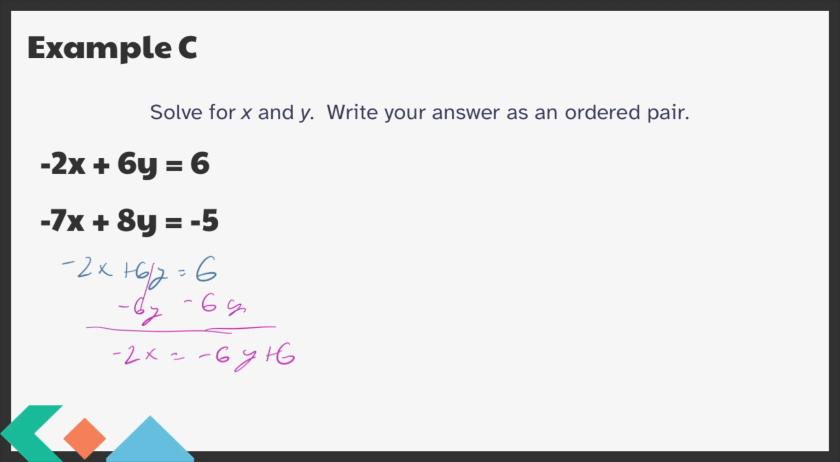Divide both sides by negative 2. Negative 2, negative 2, negative 2. These are going to cancel. Leave me with x is going to give me positive 3y and negative 3. So now I have x isolated, so I can substitute that back into the other equation that I did not use. So I'm going to have negative 7 parentheses because I'm going to be plugging into the x this time. So I've got to have 3y minus 3, close parentheses, then we're going to add 8y, and we're going to get negative 5 on the other side.